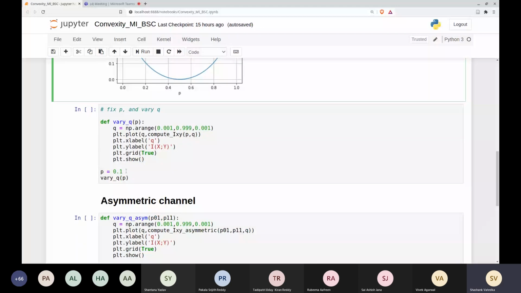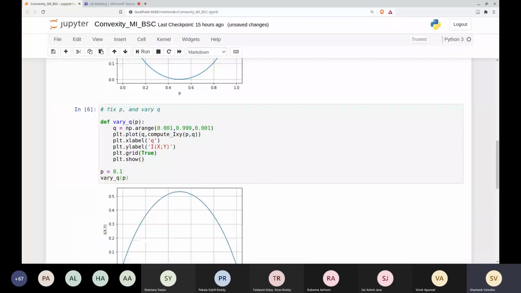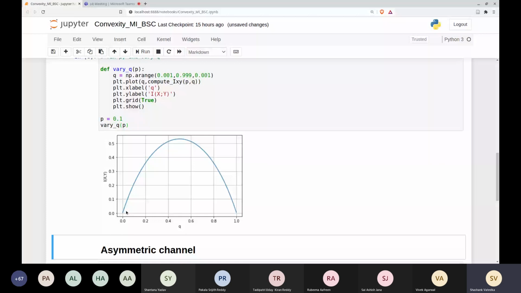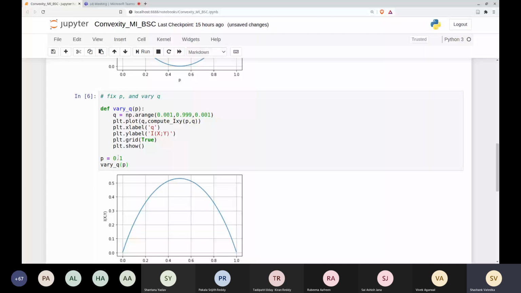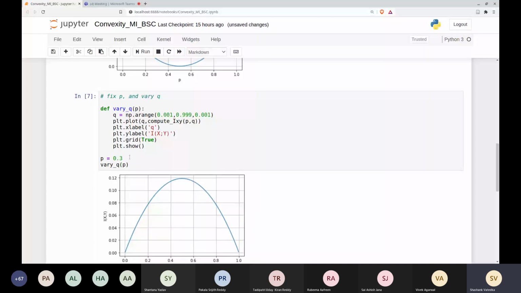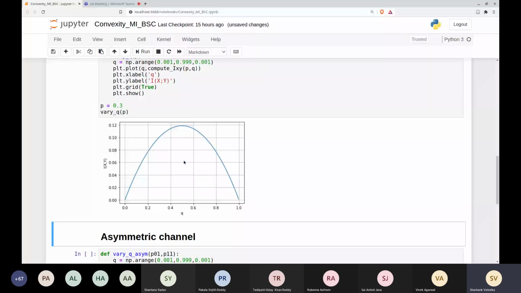Let me say that P is equal to 0.1. I'm going to compute the mutual information and plot it as a function of the input distribution Q. And once again, I get a nice concave function over here. And no matter how I choose P, the capacity, the mutual information is always maximized when Q is equal to a half.